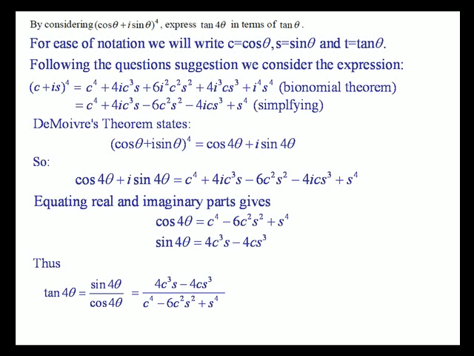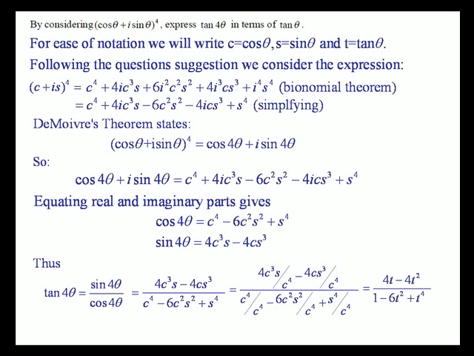The best way, and in fact the only way to do this, is to divide top and bottom by cos^4 theta. The reason for doing this is that it eliminates all the cosines in a way that leaves only sine over cos, sine squared over cos squared, or sine to the 4 over cos to the 4. And in this way we end up with (4 tan theta - 4 tan^3 theta) all divided by 1 - 6 tan^2 theta + tan^4 theta.